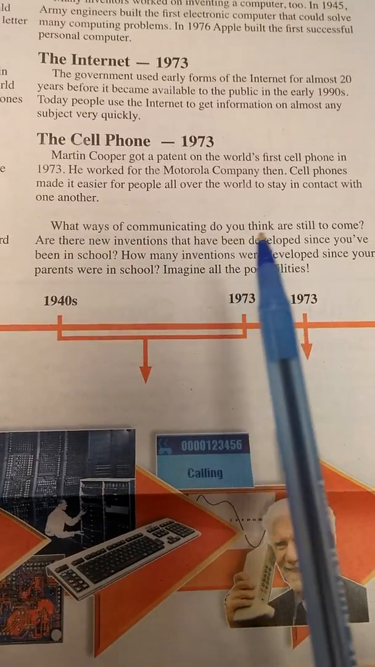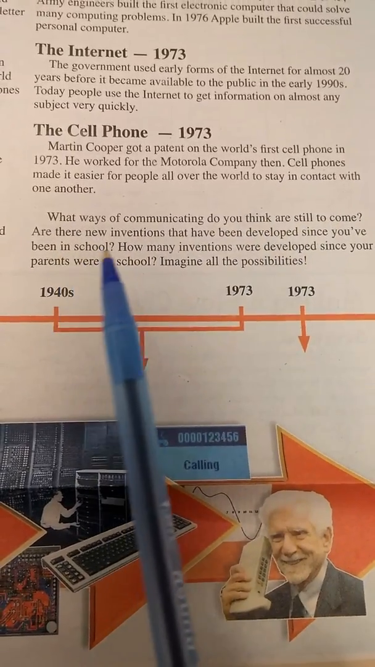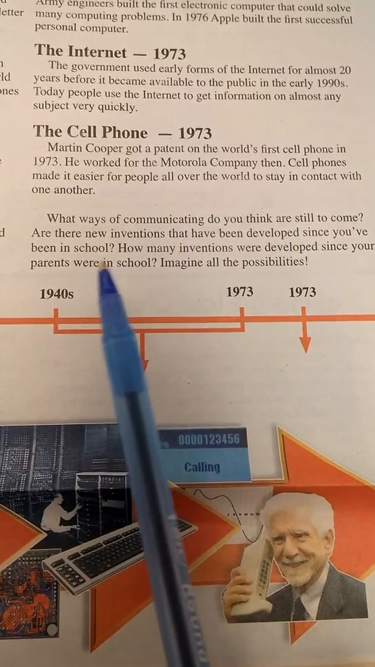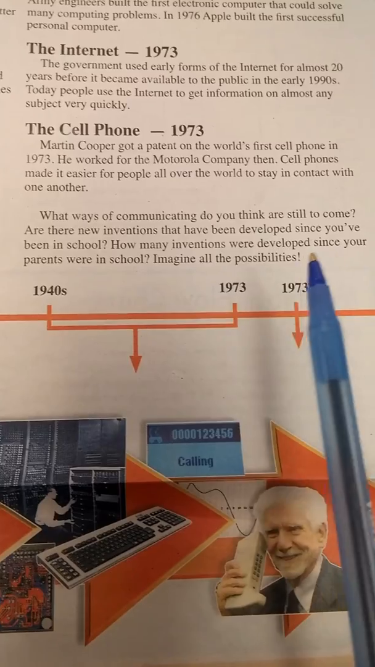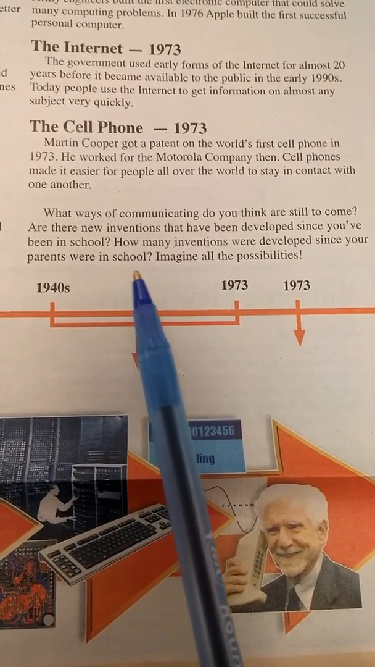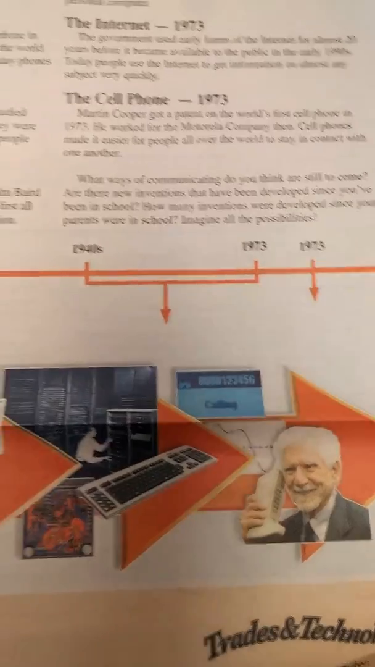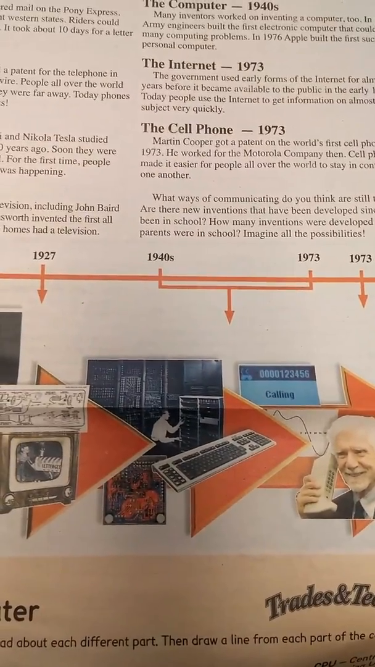What ways of communicating do you think are still to come? Are there new inventions that have been developed since you've been in school? How many inventions were developed since your parents were in school? Imagine all the possibilities. So, go ahead and take out your gray sheet and get started on the questions.